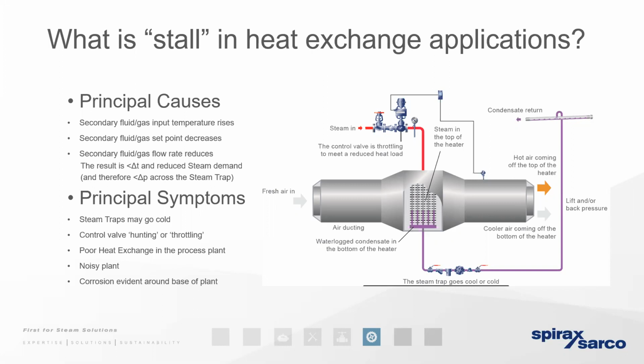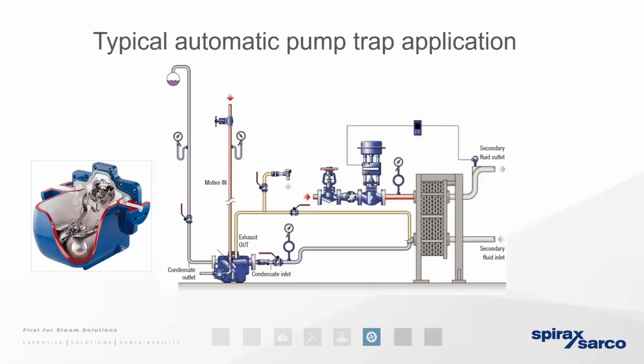Now, the good news is we can overcome a stall condition using what we call an automatic pump trap, or an APT. It works in exactly the same way as a float trap does when we do have a good differential pressure. But on those occasions where that differential pressure falls, we can take a mass of high pressure steam that exists ahead of the pressure reducing valve or control valve. We add that motive energy to the condensate and we can shunt it away back where it can be reused. The good news is it guarantees that the process can run at an optimum efficiency at all times, and we can get the maximum amount of energy from the condensate back to the boiler house where it can be reused.